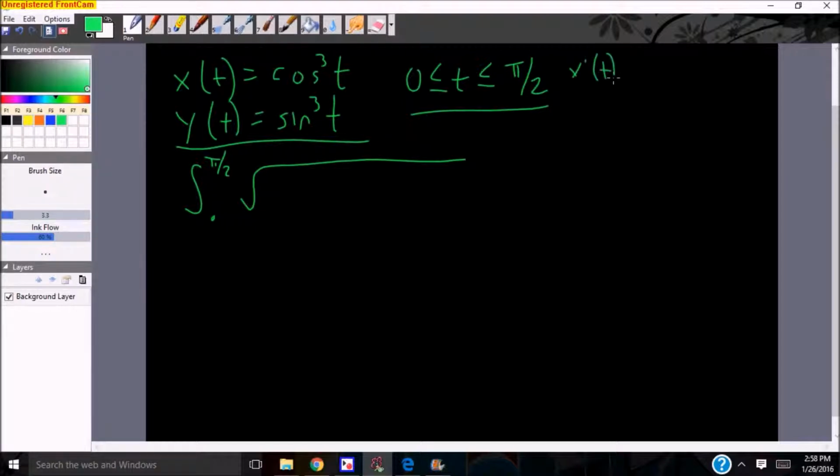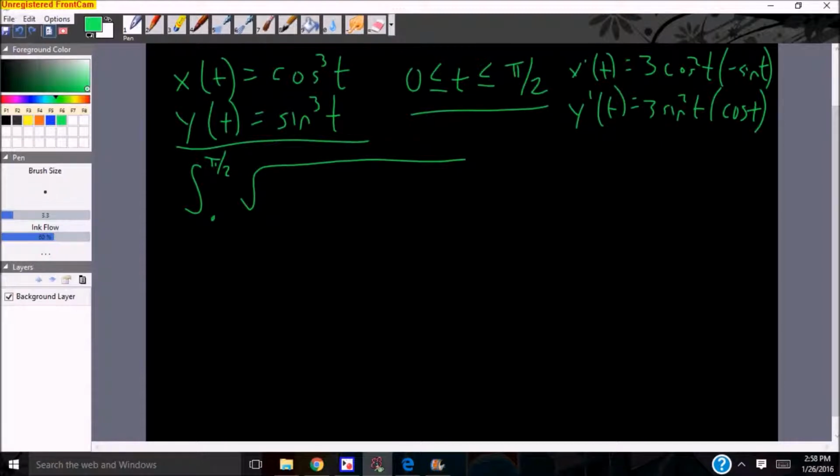Alright, the derivative of x of t is going to be 3 cosine squared of t times a negative sine of t, and y prime of t is going to be 3 sine squared of t times a cosine of t. Okay, and then we're going to go in and we're going to square all this. So this is where the fun begins, I guess you could say.